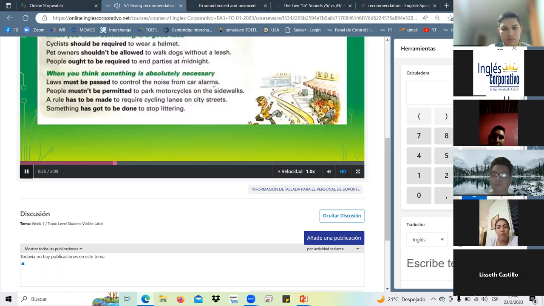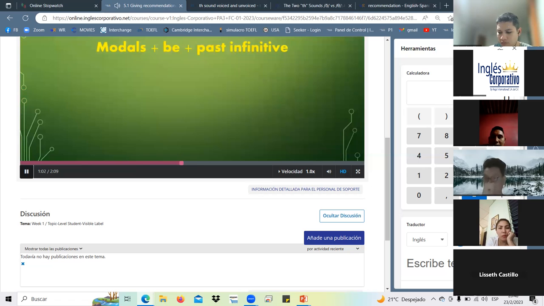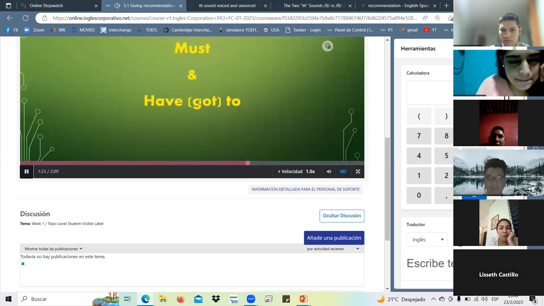When you think something is absolutely necessary. Laws must be passed to control the noise from car alarms. People mustn't be permitted to park motorcycles on the sidewalks. A rule has to be made to require cycling lanes on city streets. Something has got to be done to stop littering. In this lesson, we will use modals plus be plus past participle to give recommendations. When we give opinions, sometimes these opinions might be stronger than other times. When we think something is a good idea, we use should and ought to. And when we think something is absolutely necessary, we use must and have to or have got to.